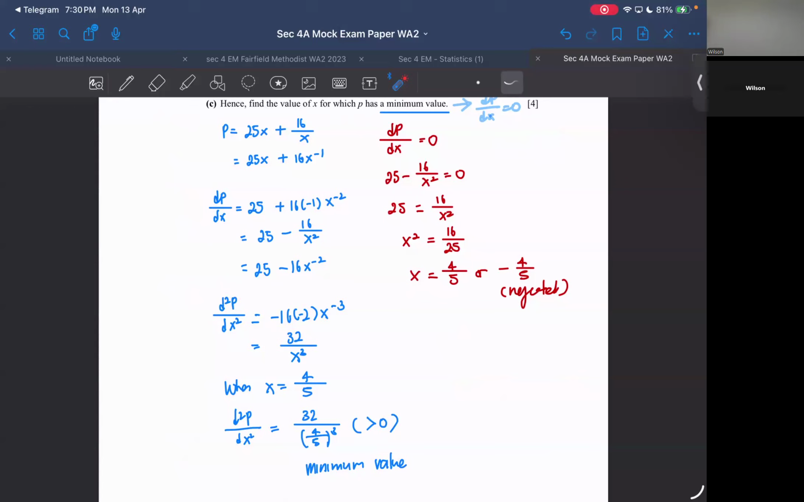Yes, come, ask me. Yeah. So this one is an increasing or decreasing function, right? Is it less than 0 or greater than 0? Minimum value means your dy over dx is like a stationary point, right? Okay. Are you lost? Let me.